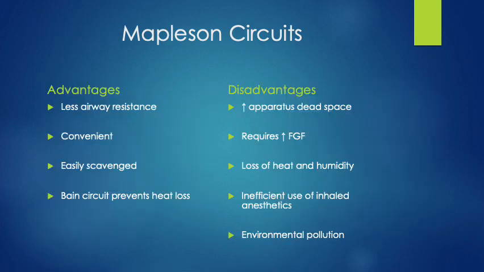So advantages and disadvantages. Mapleson circuits you're going to use most often as you're transporting patients, either with an airway or without an airway. So the advantages: there's less airway resistance, they're convenient, easily scavenged. Bain circuit prevents heat loss, which is a specific type of Mapleson that we'll talk about later. The disadvantages: you can have increased apparatus dead space. It requires high fresh gas flow. There's loss of heat and humidity if you do not have a heat and humidity filter or exchanger that you can place in an airway. Other disadvantages include inefficient use of inhaled anesthetics and environmental pollution.